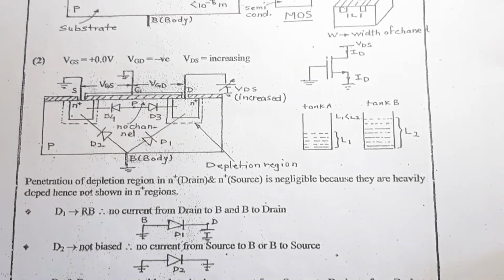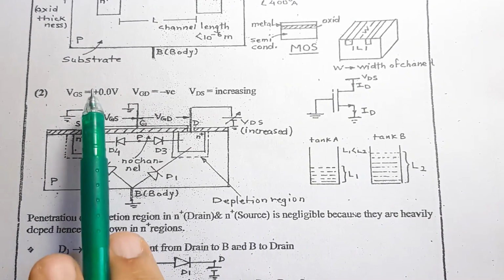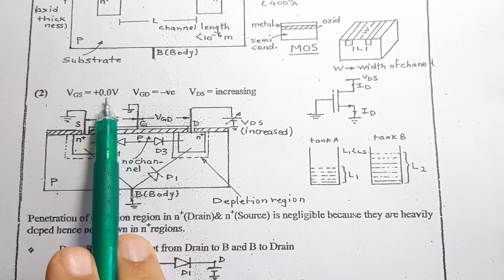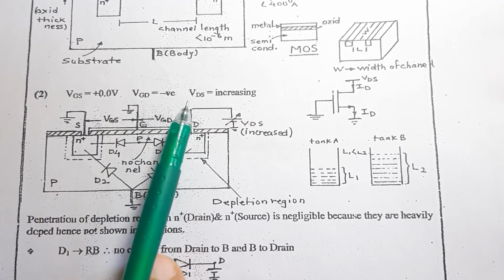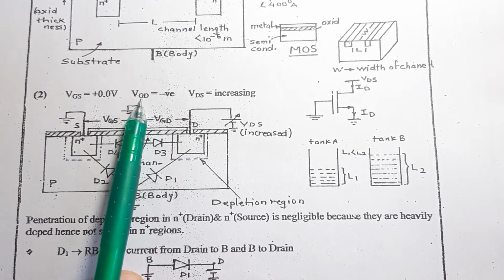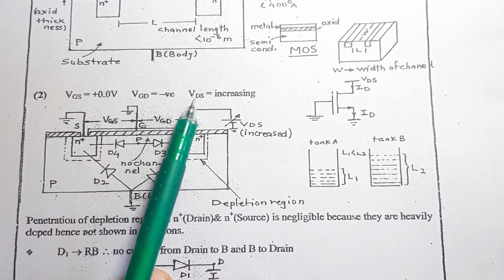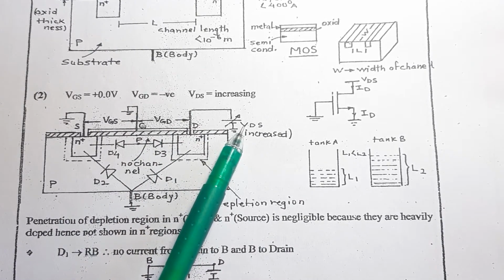Now, as you can see over here, the VGS is given the ground connection, and the D terminal will be given a voltage, and the G terminal will be connected to ground, and VDS as you can see over here is increased. So now let's see what happens.